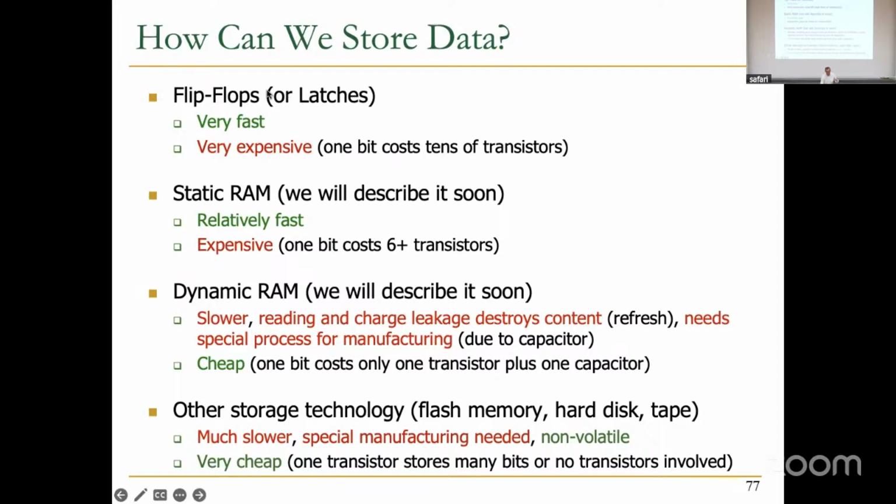But we're going to focus especially on, well, we focused on flip-flops. We're not going to talk about flip-flops. Those are actually what you use in your pipeline, for example, right? Static RAM is what you use to make your register files. A lot of caches are static RAM. Dynamic RAM is your main memory, and then other storage technology is other storage.